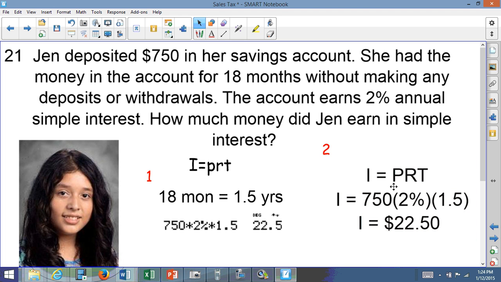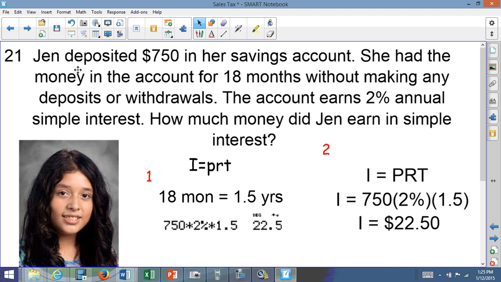So again, I equals PRT, and P is the $750. We're going to multiply that by the rate of interest times 1.5. And again, the reason I did not use 18 months is because I have to express the time T in years. So 18 months is 12 months plus 6 months, and 12 months is 1 year, and 6 months is half, or 0.5 of a year. So when I multiply that with my calculator, I get $22.50.